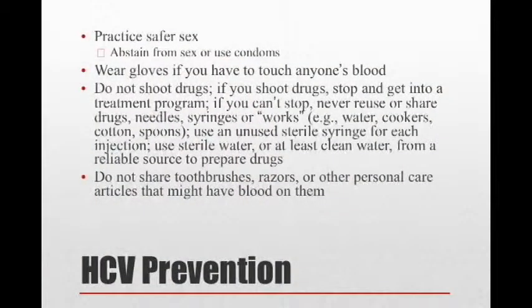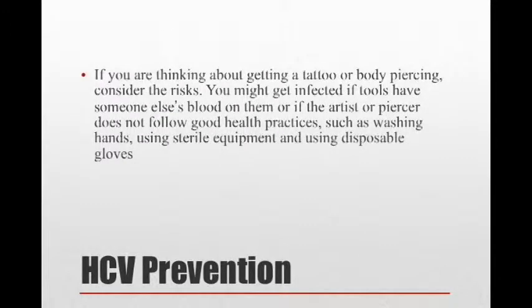Preventable with safe sex, wear gloves if you have to touch anyone's blood. That's the two big things. Wear gloves, wash your hands. Don't do drugs. Don't share toothbrushes. If you're going to get a tattoo or body piercing, go somewhere that is going to use sterile equipment.